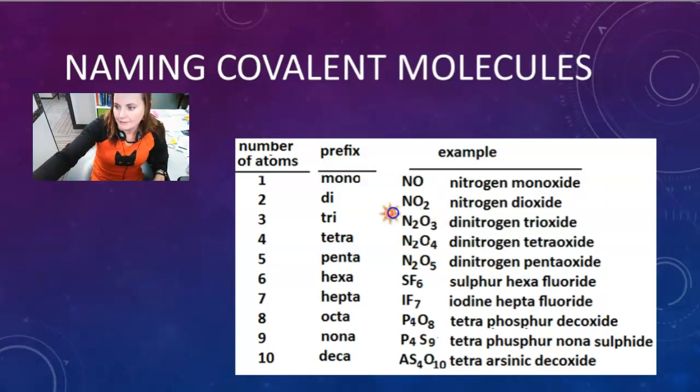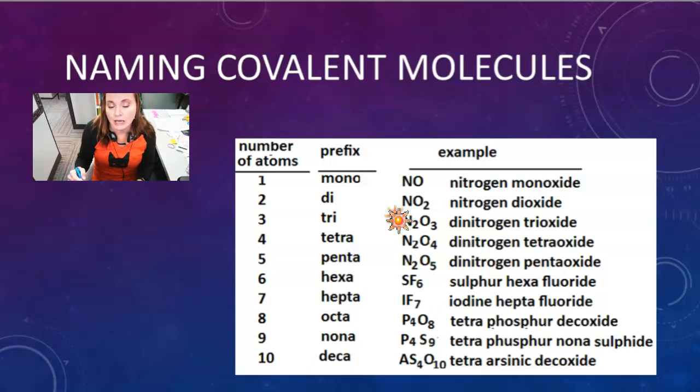But here we have N2O3, dinitrogen trioxide. N2O3, dinitrogen trioxide. So we do use the prefix for the first position and the second position, with the exception of mono in the first position. You still drop the ending and add IDE. You're not saying dinitrogen trioxygen. You're saying dinitrogen trioxide. Okay, so remember that part too.